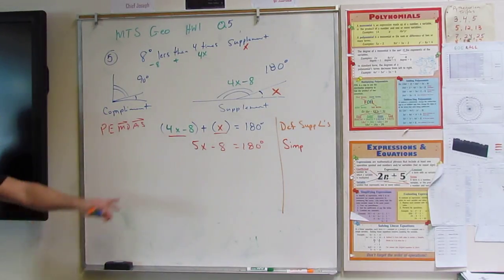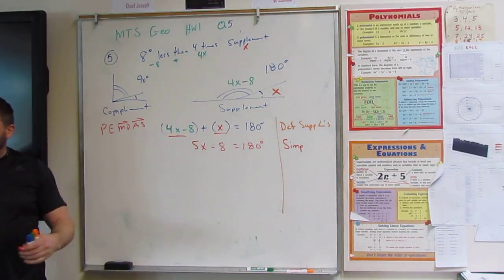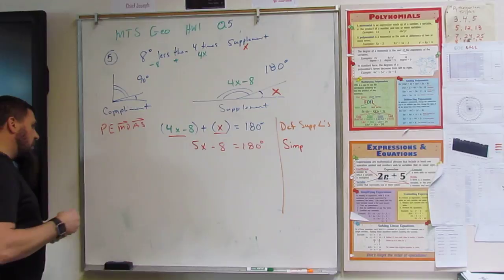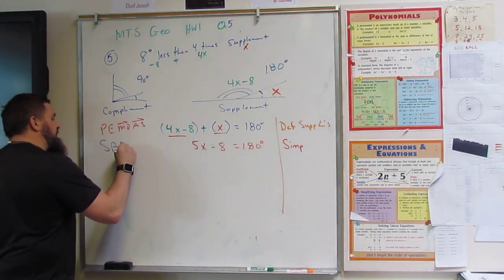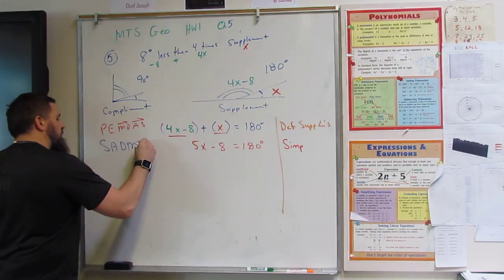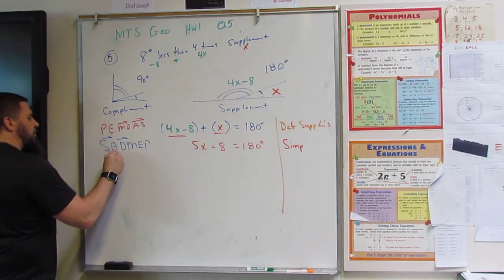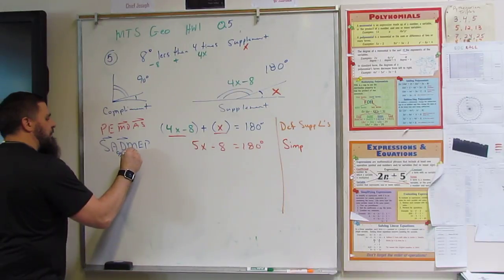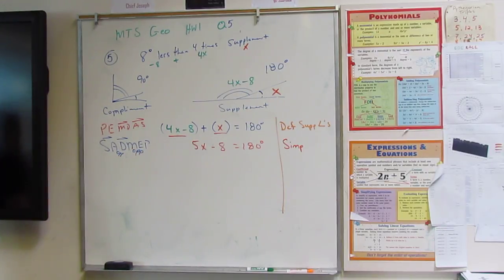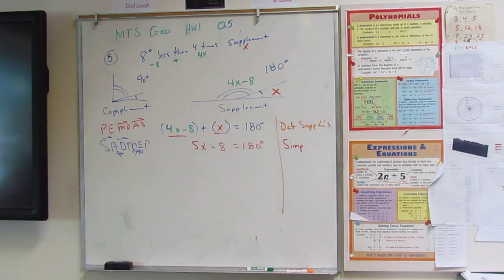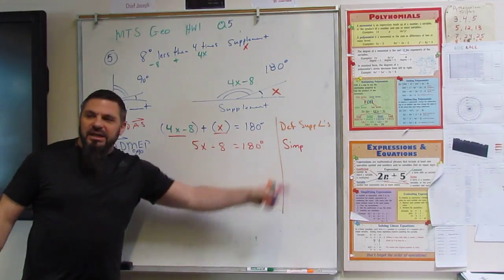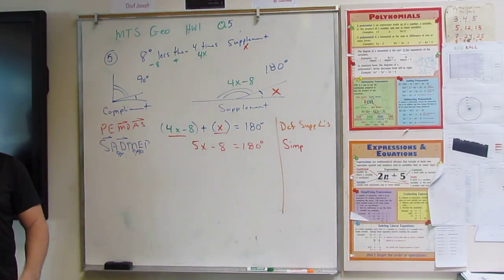But now we need to solve. When we solve, we use what's called SADMET. So when you're using SADMET, you're solving the equation, and with PEMDAS you're just simplifying it down, just condensing it. So PEMDAS is simplification, and SADMET is where we use those properties.